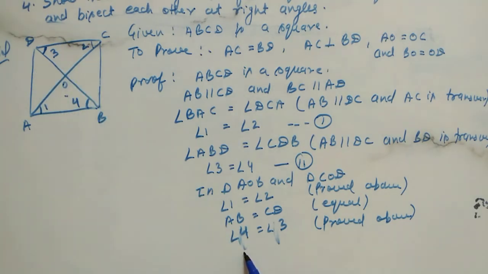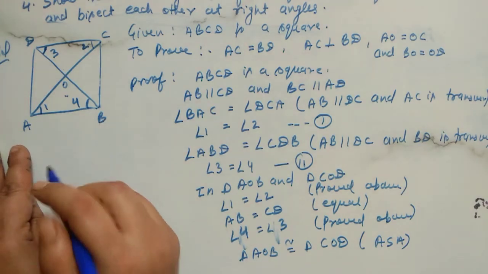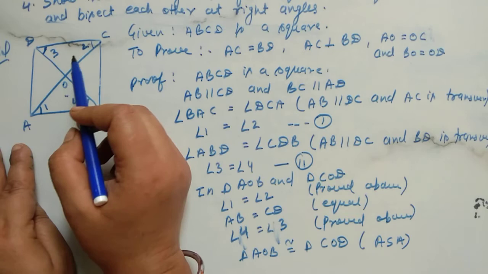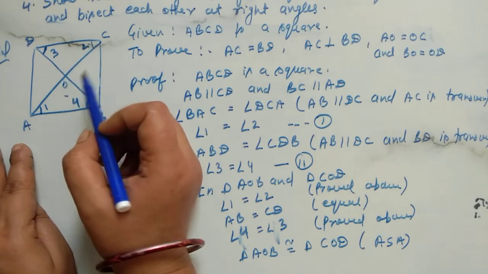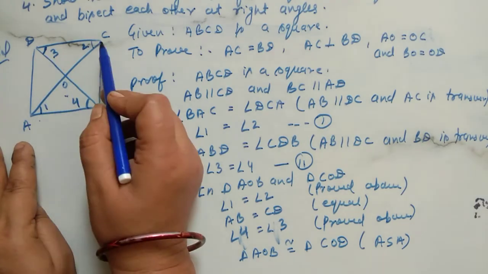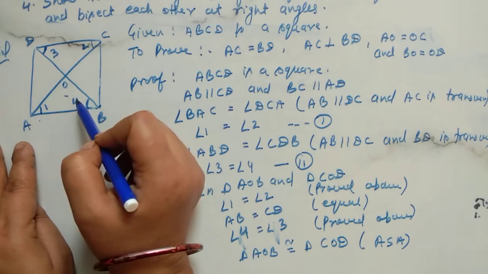So these two triangles are congruent: triangle AOB is congruent to triangle COD. And the criteria is ASA. So by criteria ASA, both triangles are congruent. Now see, once both triangles AOB and COD are congruent, the remaining parts are congruent. Just see what the remaining parts are. If you take side AO, then CO. If you take BO, then OD.